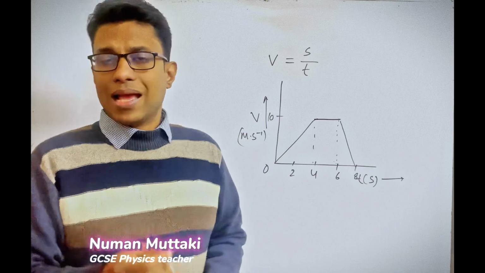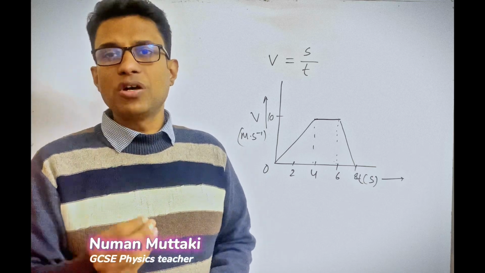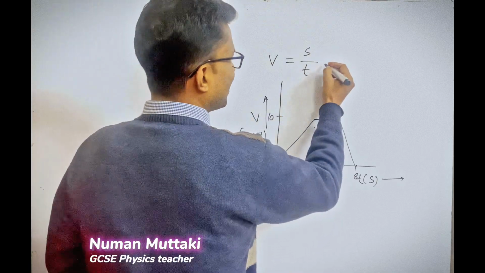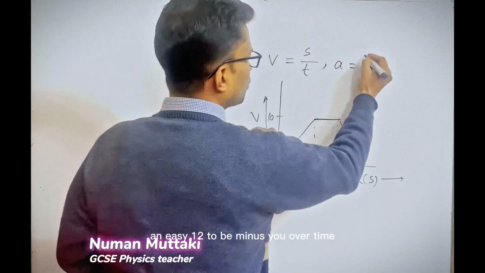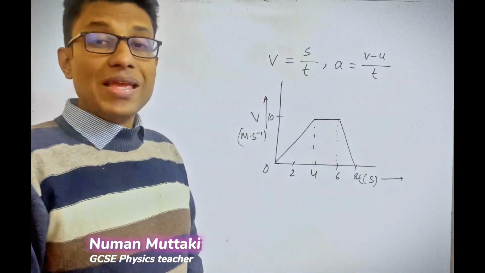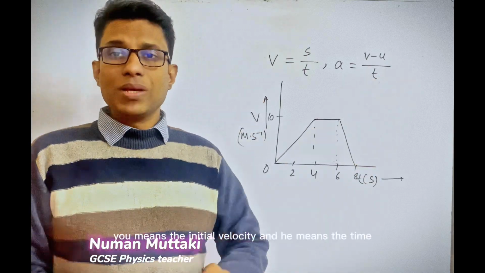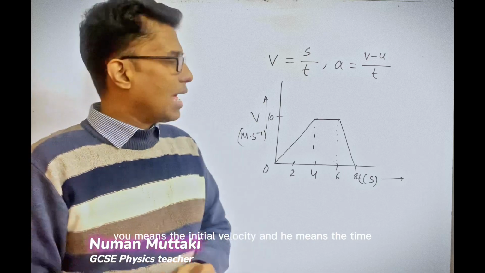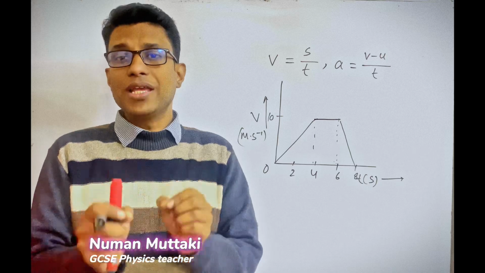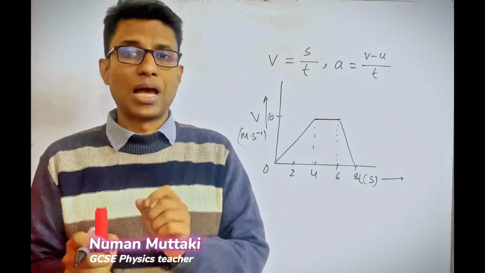Why? Because acceleration is the change of velocity according to time. So the equation of acceleration is a equals v minus u over t. Here v means the final velocity, u means the initial velocity, and t means the time. That means the acceleration is the change of velocity according to time.